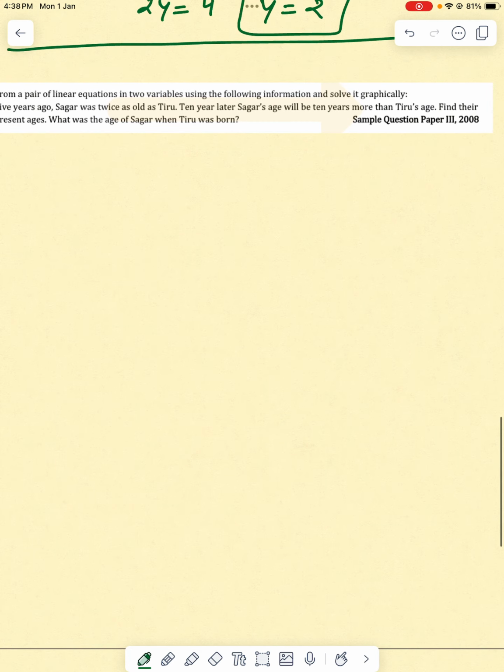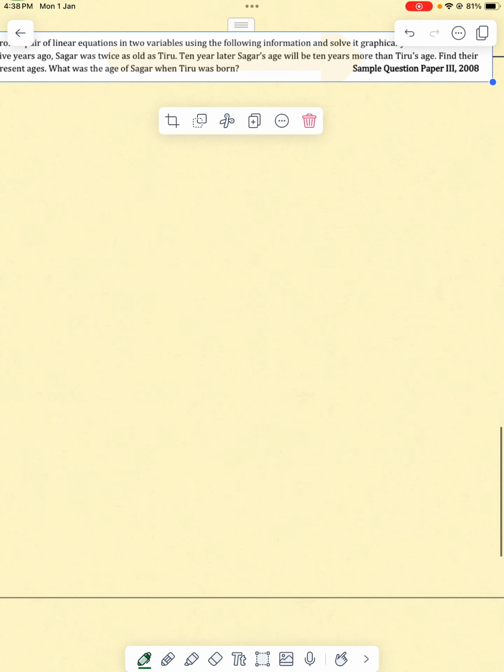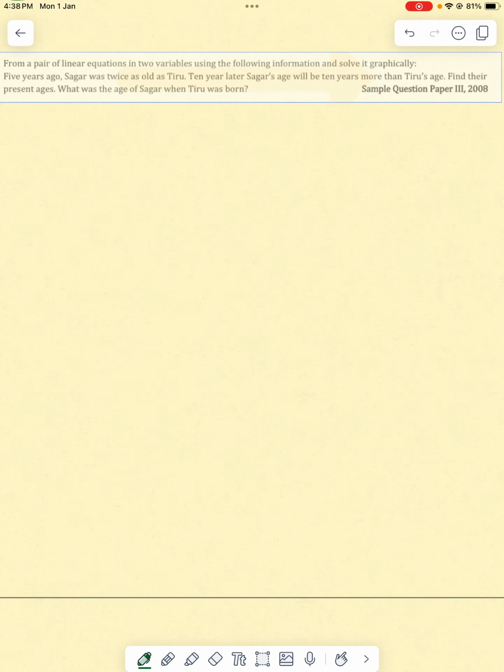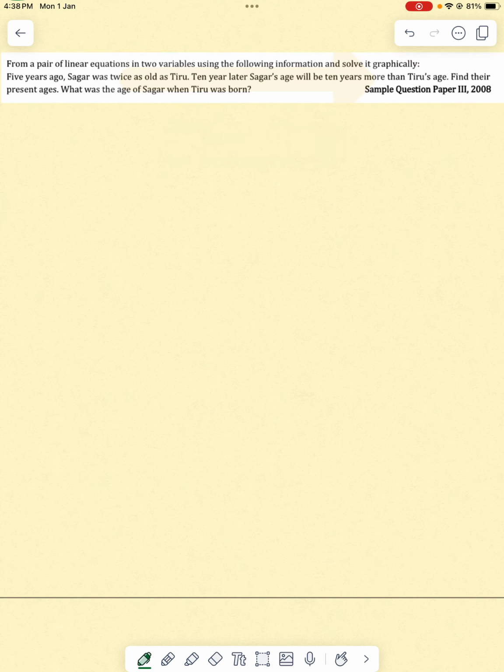So moving to our next question, this is also a very important question. What does it say? From a pair of linear equations in two variables using the following information and solve it graphically. Okay, now saying 5 years ago Sagar was twice as old as Tiru. I am taking this question in our next session.